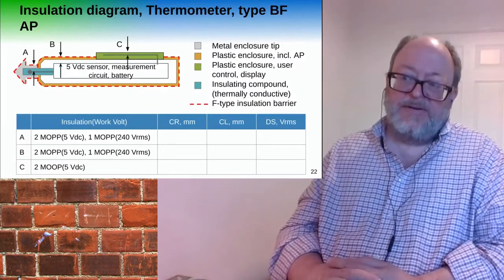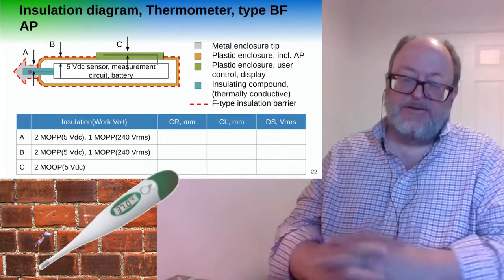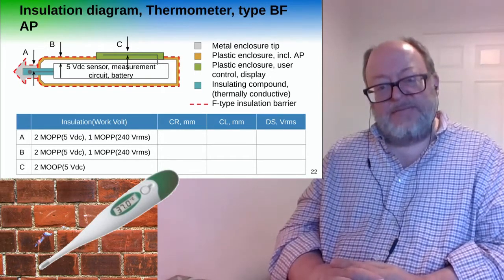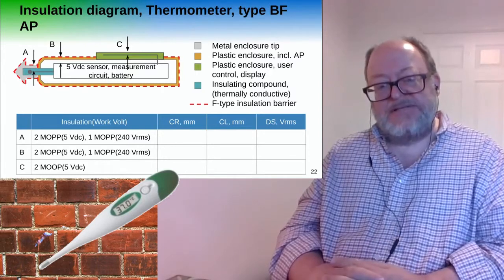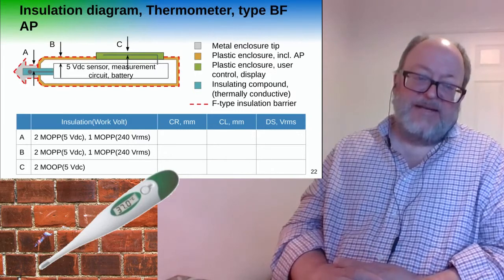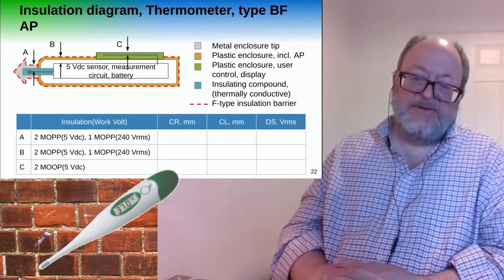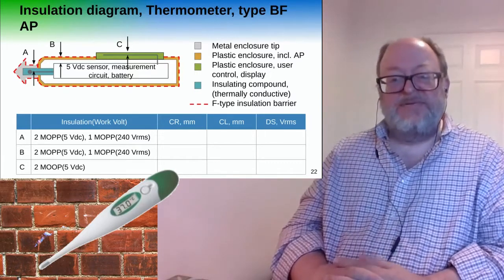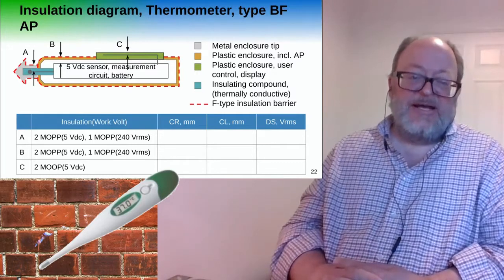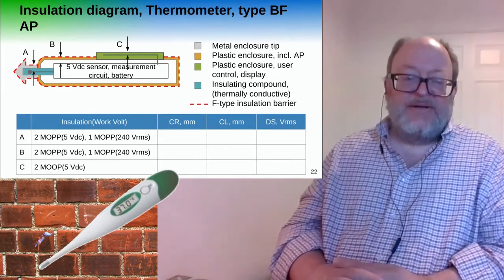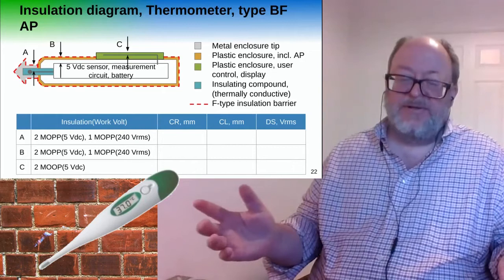So here's a diagram, if you will. The gray tip there with the block arrow, that's your applied part. That's the metal tip, and there's a thermal sensor in there. Maybe it's an NTC. And it's potted. That blue is an insulating compound, and it's thermally conductive, we would presume, for a good design. And so our insulation A is through the potting material, and B is the general enclosure.